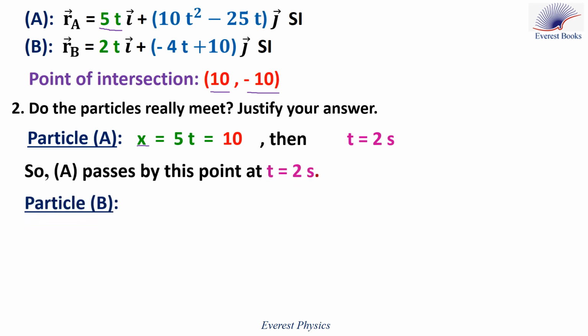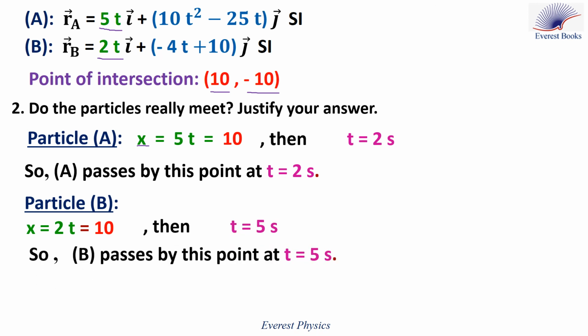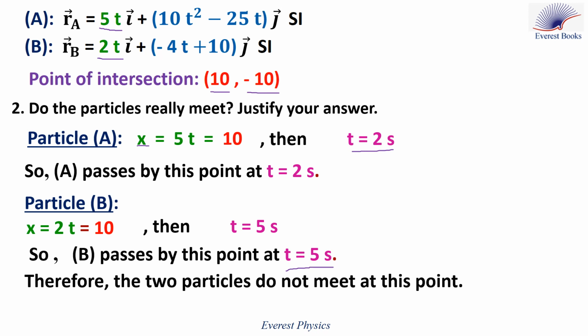Now let's determine the time needed by particle B to pass through this point. Now replace x of B, which is equal to 2t, by 10 meters, then the time needed by B to pass by this point is equal to 5 seconds. Since the time of A does not equal the time of B, that means the two particles do not meet at this point.